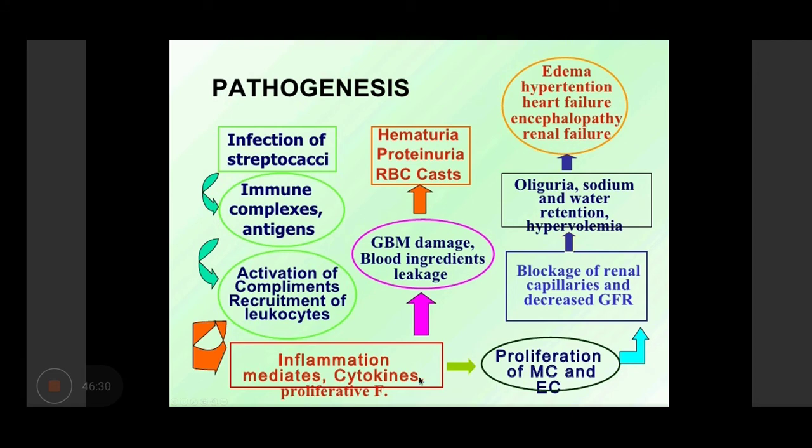The inflammation as well as the cytokines also lead to proliferation of the endothelial cells and the mesangial cells. These lead to blockage of the renal capillaries and decrease in GFR. In turn, this leads to oliguria, sodium and water retention. This will finally lead to edema, hypertension, and bleeding.